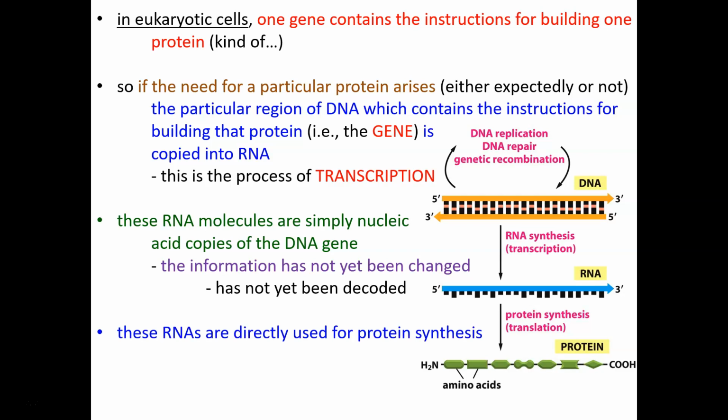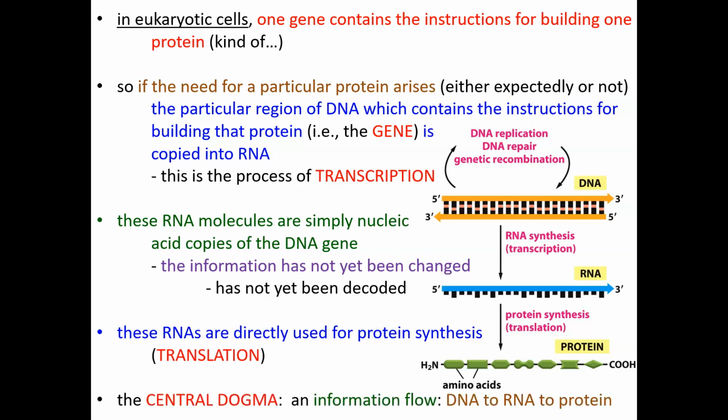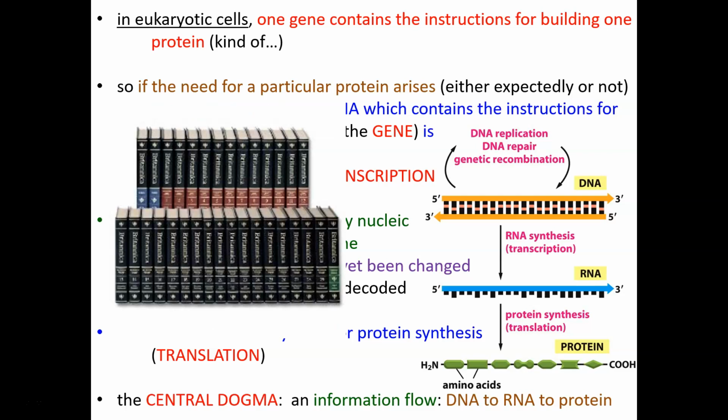Only when we decode or translate those RNA sequences into amino acids, as we go from nucleic acids to amino acids, do we translate from one language to another. And now we've built a protein. We've used nucleic acids to deduce the sequence of amino acids. We've gone from one language to another: translation. Again, we call this information flow the central dogma, DNA to RNA to protein.